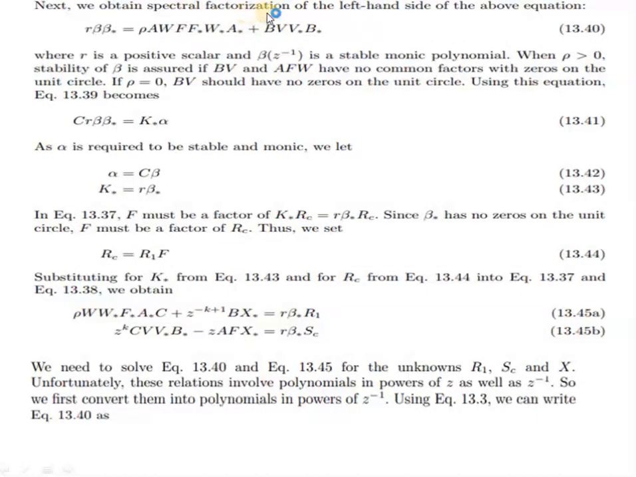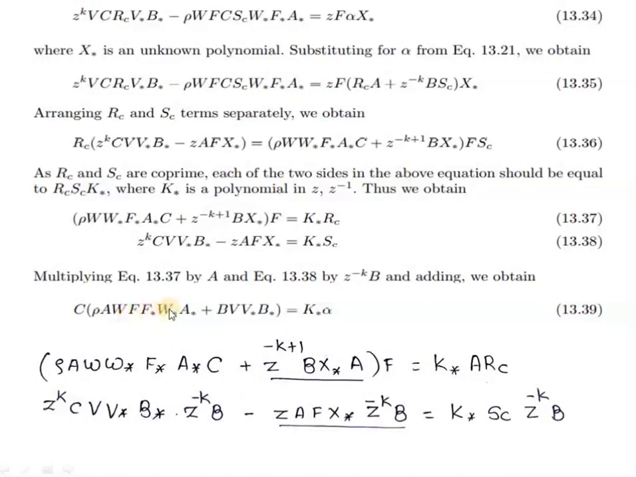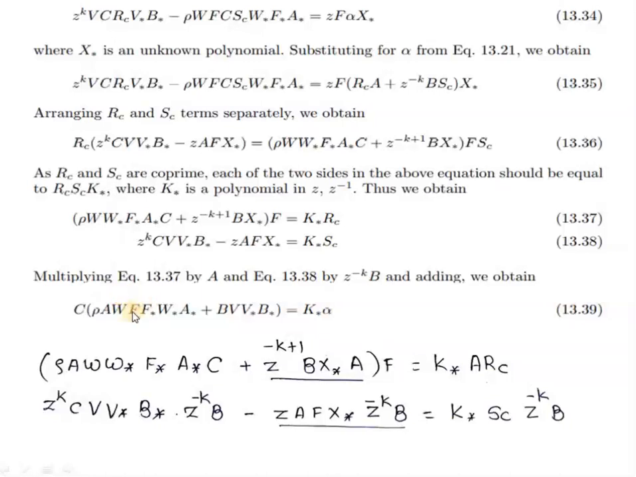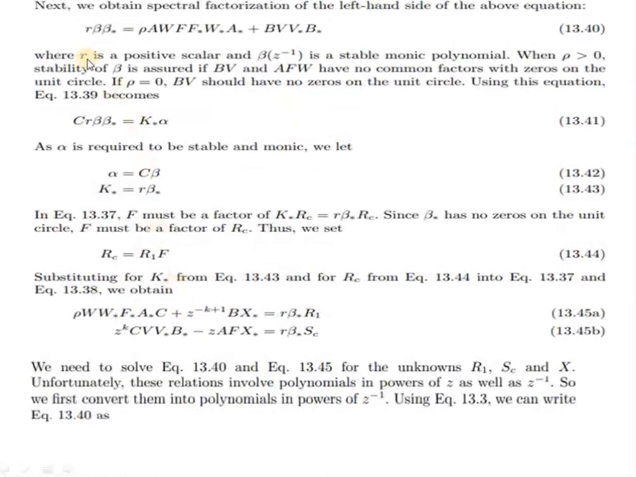Next we obtain the spectral factorization of the left hand side term of the equation obtained previously. For this left hand side we have to design the spectral factorization. Previously for this term we assumed R into beta beta star equals this term. Here R is a positive scalar and beta of z inverse is a stable monic polynomial.